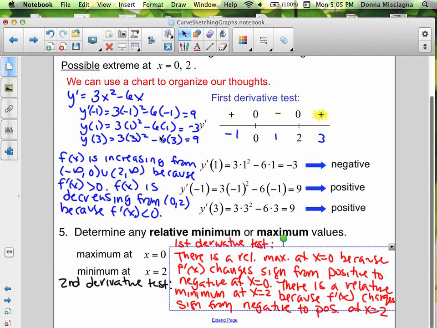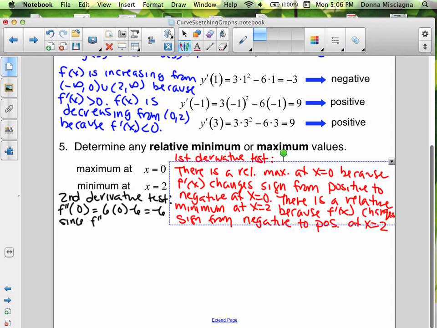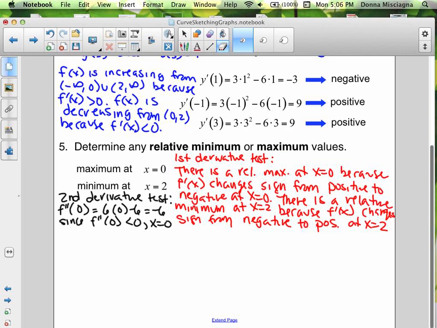All right, so second derivative test. Oops, scroll down again. So f double prime of 0 would be 6 times 0 minus 6. So that's negative. Since f double prime of 0 is less than 0, there's a relative max at x equals 0.